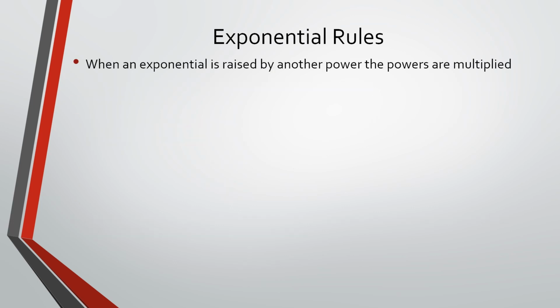So we'll continue with some exponential rules. When an exponential is raised by another power, the powers are multiplied together. So a to the 4th raised to the 3rd power. According to the rule here, we're just going to multiply the powers together. So we multiply the 4 and the 3 together, and that's going to equal a to the 12th power. So this equals a to the 12th power. We can write it that way too.